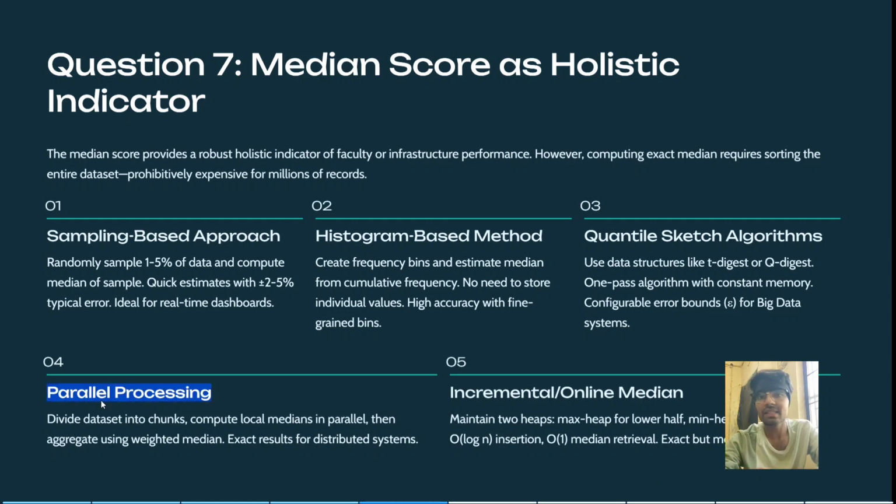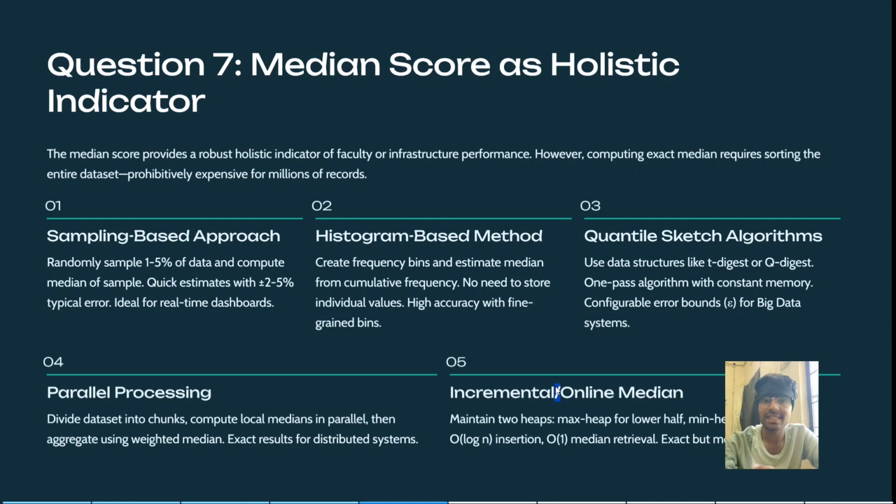The fourth is parallel processing. Divide your dataset into chunks and process them in parallel, maybe across multiple machines or cores. Each chunk computes its local median. Then you aggregate these using a weighted median formula. This gives you an exact result if implemented properly and scales horizontally with more machines. So perfect for distributed computing environments.